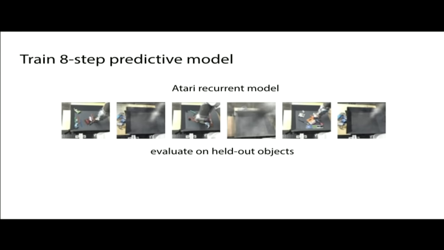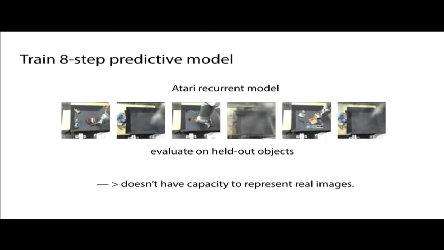And so then if you take the Atari model and run it on these video frames to try and predict frames into the future, given the first frame and the actions that the robot took, which in this case are the commanded pose of the arm, you get things like this. And this is evaluated on held out objects, so objects that weren't seen during training. And the takeaway here is that the model really doesn't have the capacity to represent real images. As we saw before in that network, it was going down to this somewhat low dimensional state, and with that low dimensional state, it's not able to model the complexities of real world images and model everything that can go on.